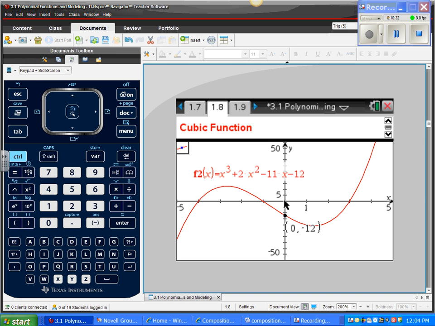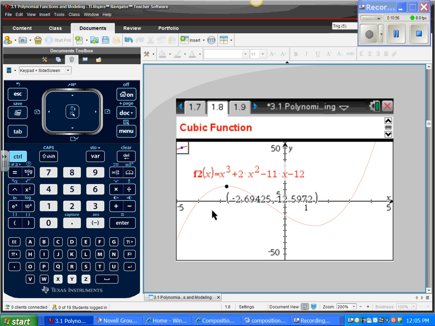Actually, let's go on to relative max-min. So again, we've got that relative max, relative min. And we can use that point on again, and it's going to say minimum for us at that minimum value. And we can pull it to the other side, and it'll say maximum for us when we hit it, and there's our maximum value.